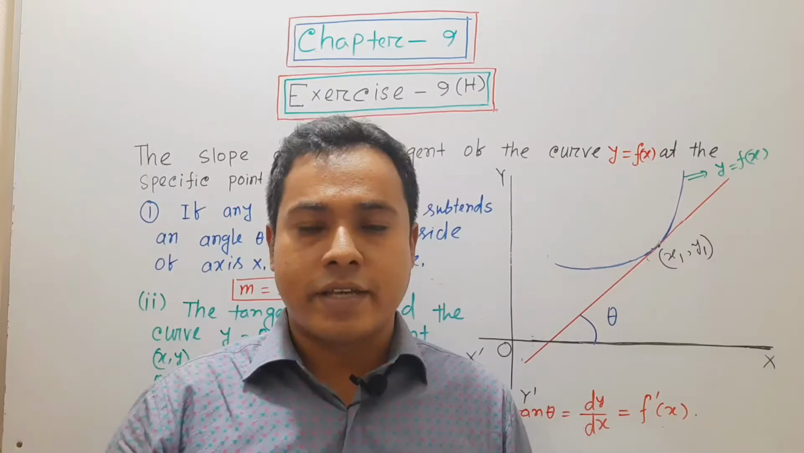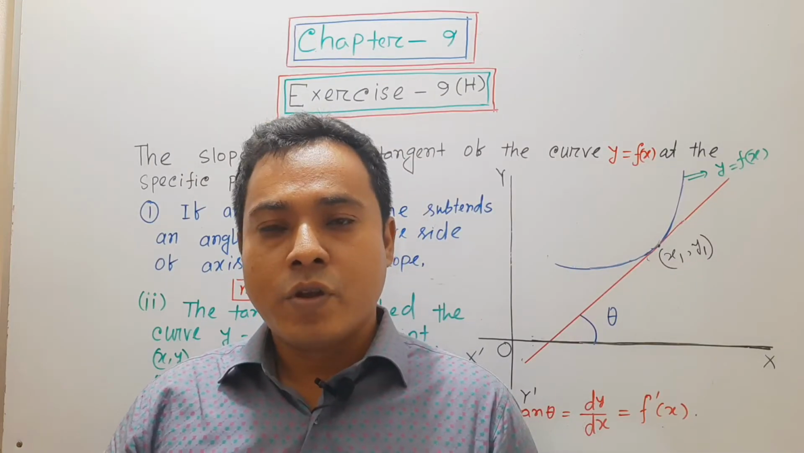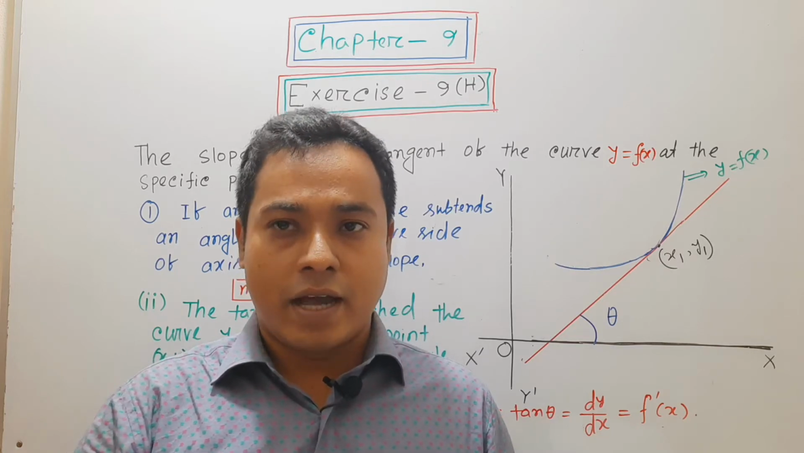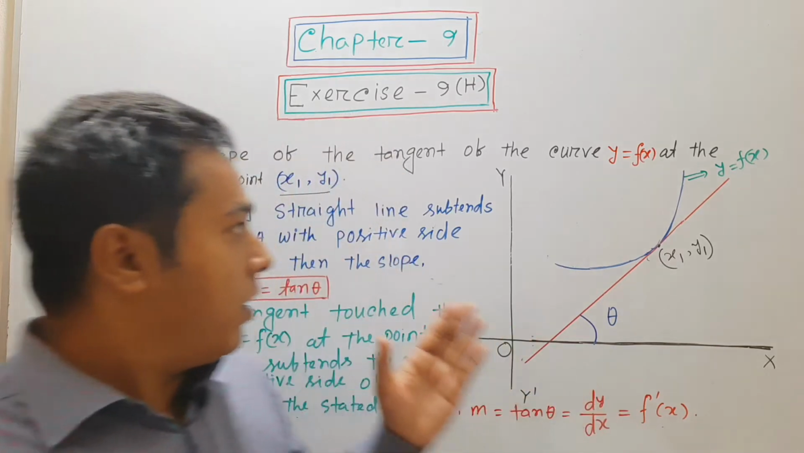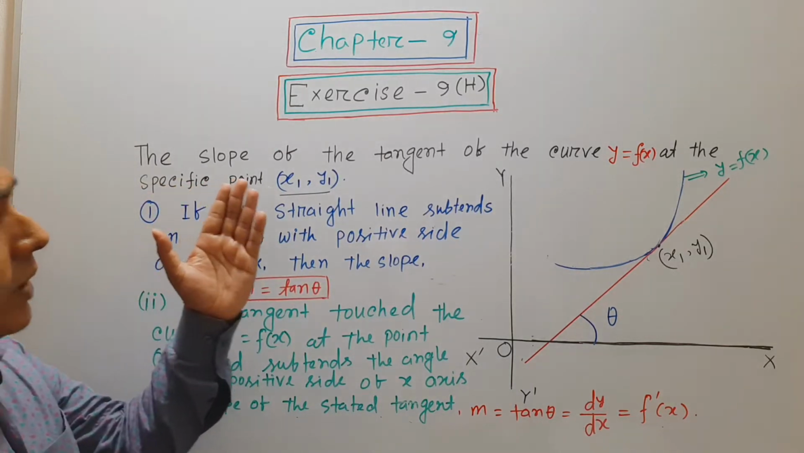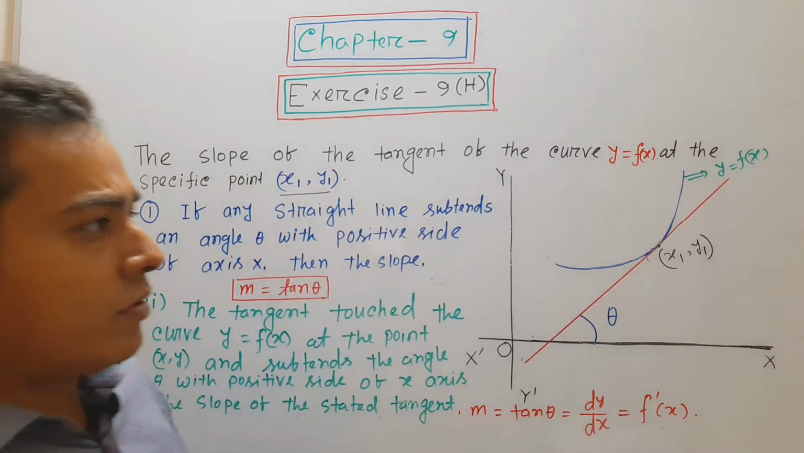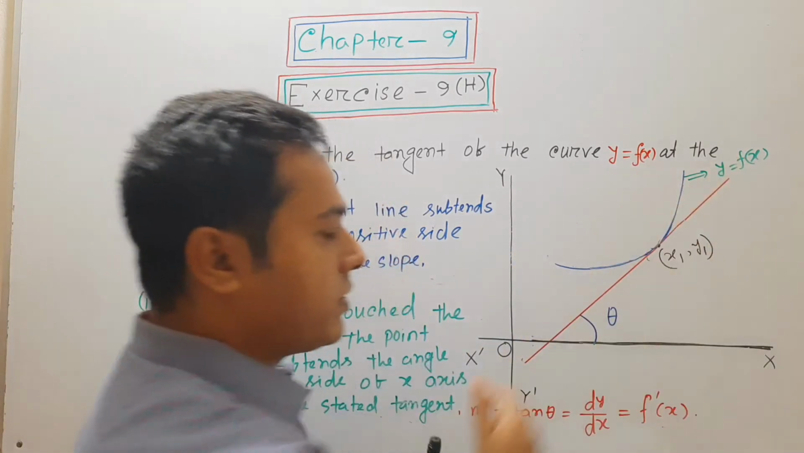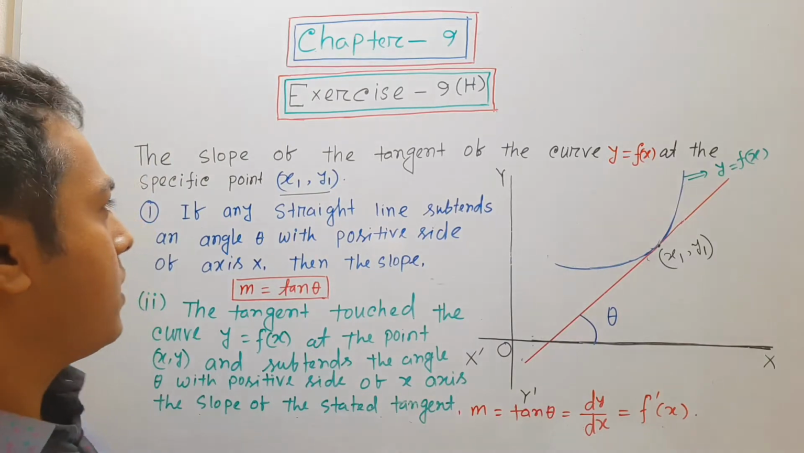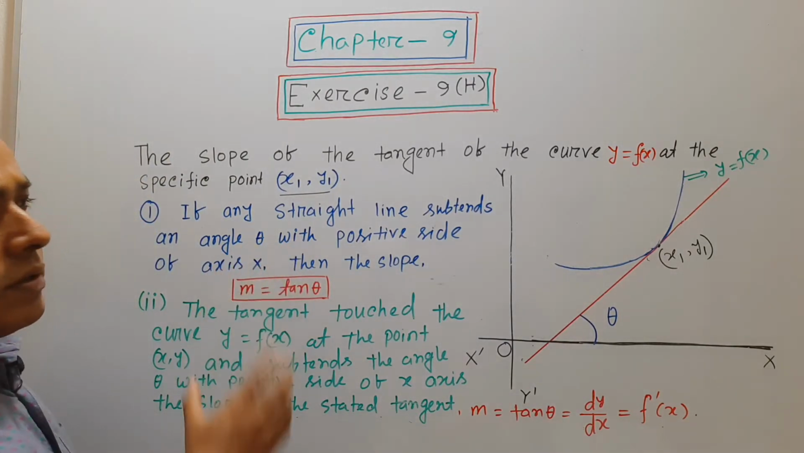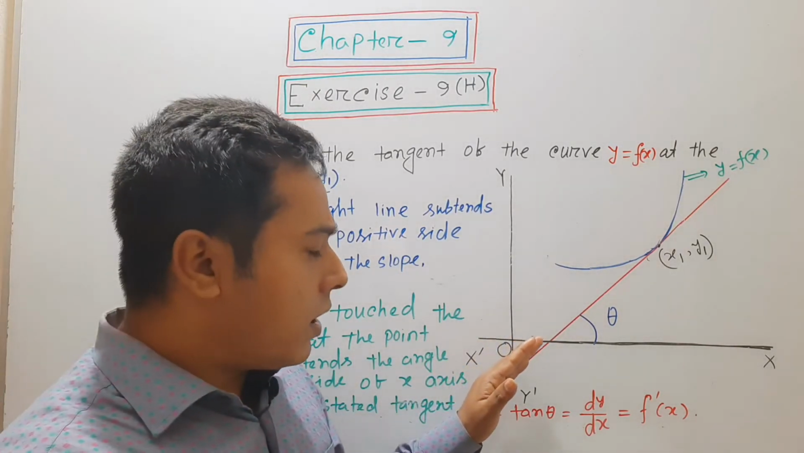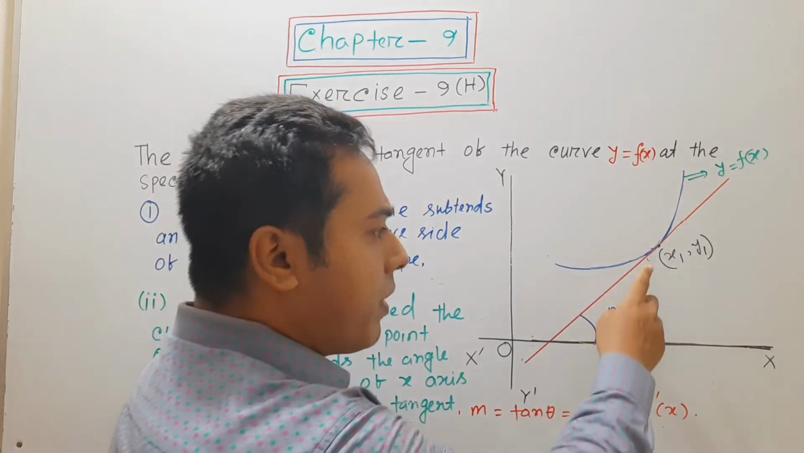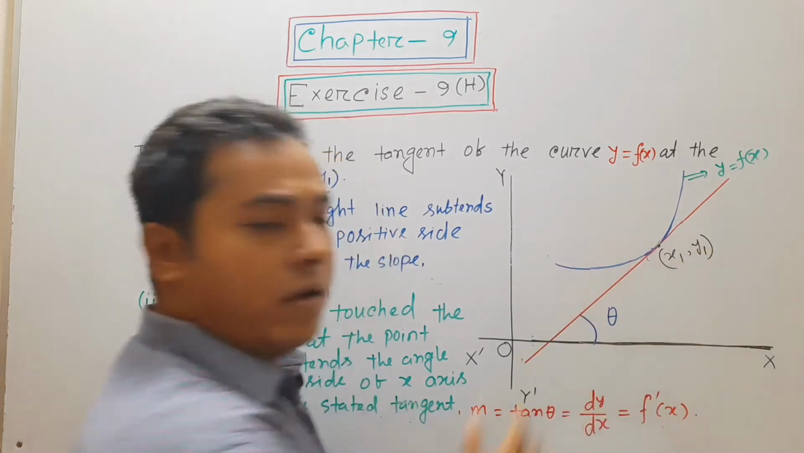Dear students, for this exercise, you have to know what the slope of a straight line is and what the tangent of a curve is. The slope of the tangent of the curve y is equal to f of x. In this figure, this is the curve denoted by y is equal to f of x, and we want to discuss the slope of this tangent at a specific point x1 comma y1.